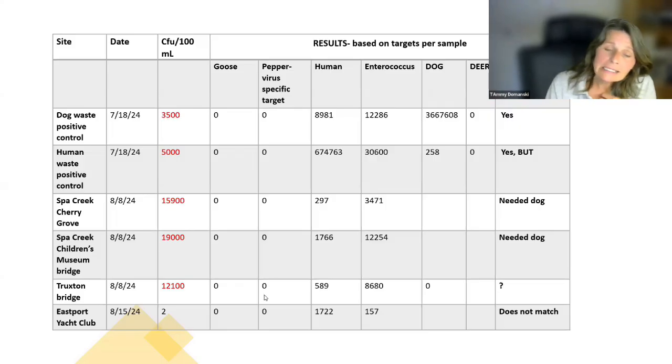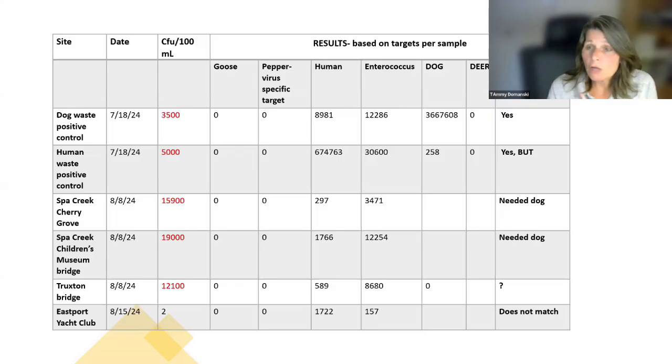There was not a single thing that came from this company that really made any sense other than the one that we sent that was loaded with dog feces. And the human one only made sense because there was a lot of human DNA, but nothing that really told us that there was human feces in there. So what this tells us is that this source typing is still really very removed from reality.